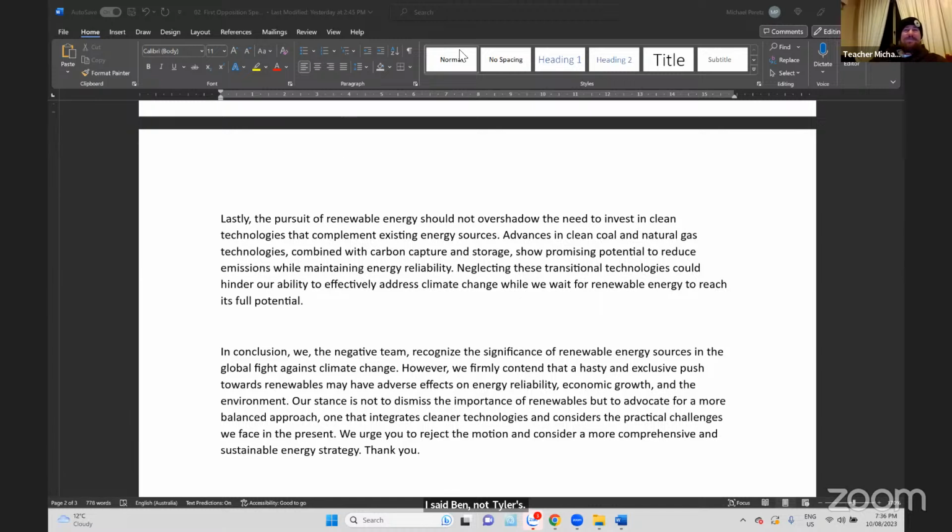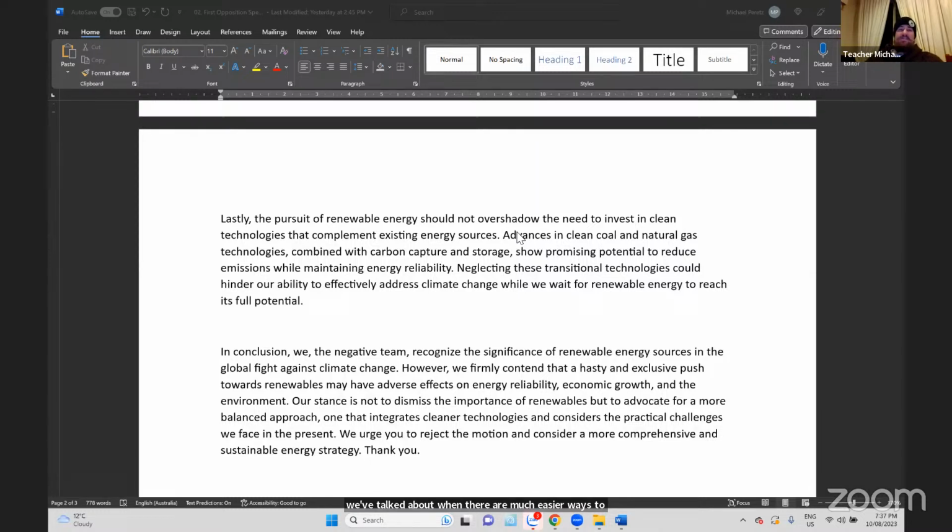Okay, so we make one final argument here, and we talk about the pursuit of renewable energy should not overshadow the need to invest in clean technologies that complement existing energy sources. So now the argument they're making is attacking the proposition team's overall argument, because they're saying, well, we need to do it now. We need to take this step and get this renewable energy now. But this final argument is saying that, well, we shouldn't just jump into it now with all these problems we've talked about, when there are much easier ways to transition smoothly.